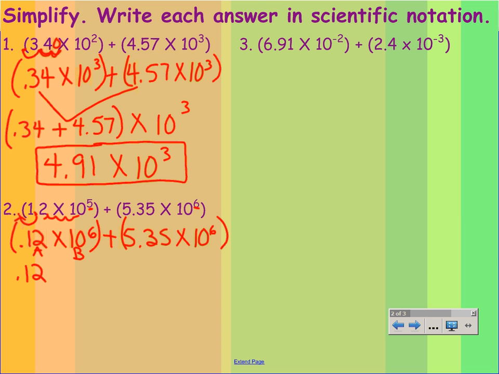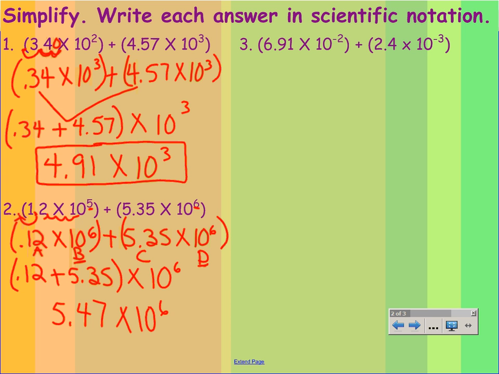So as far as what to combine, I'm going to add 0.12 in the A position. We call that A, B, C, and we could call this D. We know B and D are the same. So if I was going to add, then I would say 0.12 plus 5.35, put that in parentheses, times, now we have both exponents as 10 to the sixth. 0.12 plus 5.35 is equal to 5.47 times 10 to the sixth. Now remember, we have to make sure that's in scientific notation, and 5.47 is in scientific notation, or between 1 and 9.999, repeating.